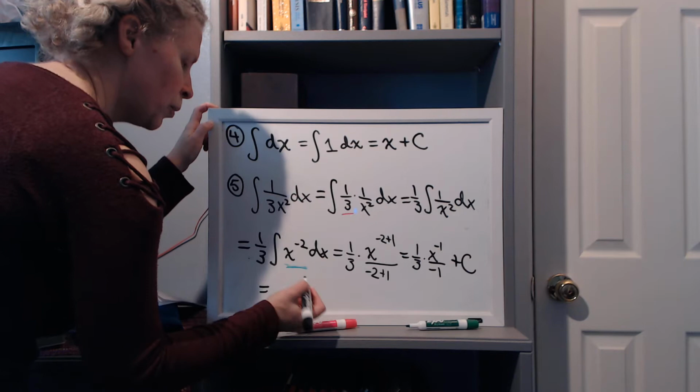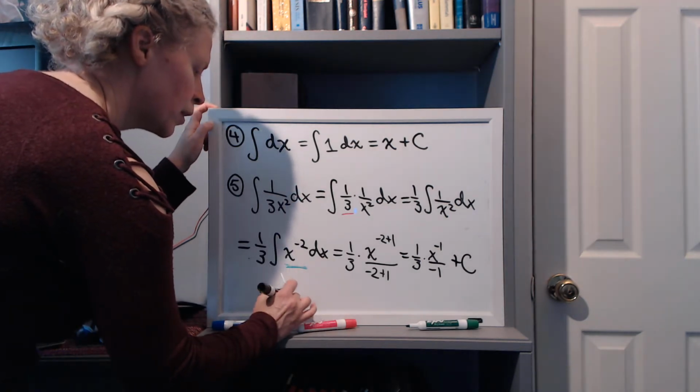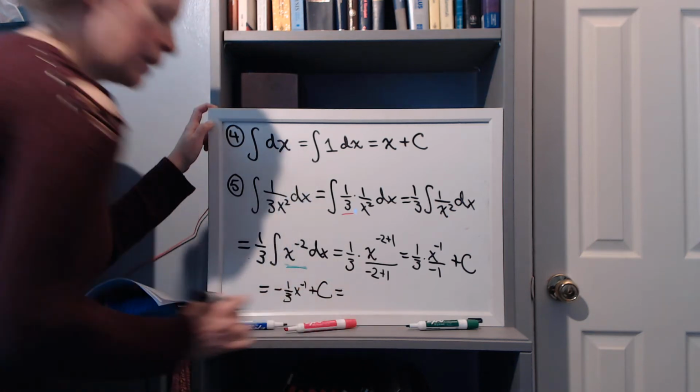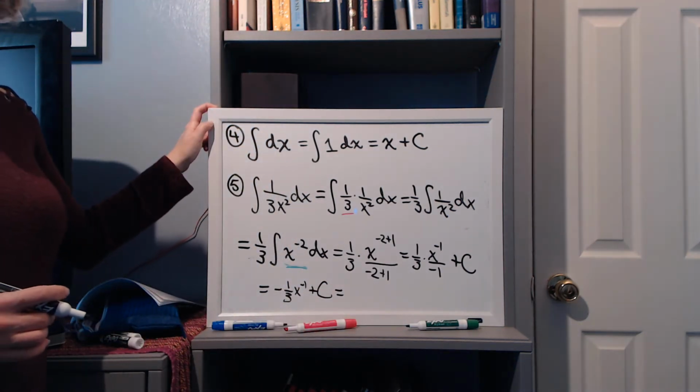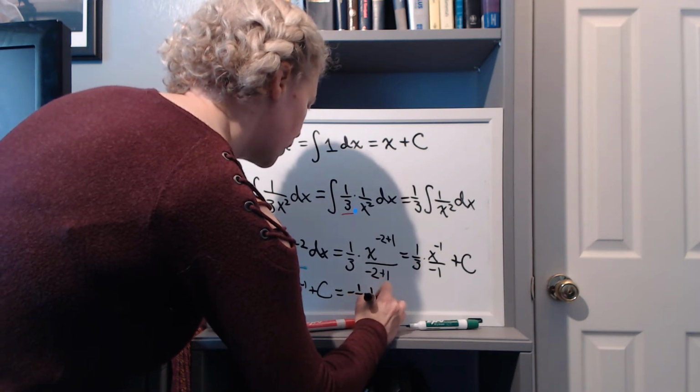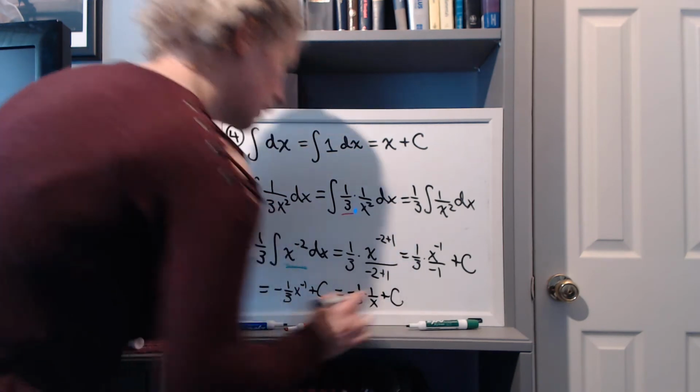And so this will be, I'm going to pull the negative out to the front, negative 1/3 x to the negative 1 plus c. Or we can rewrite the x to the negative 1 as 1 over x. So we're going to get negative 1/3 times 1 over x plus c.